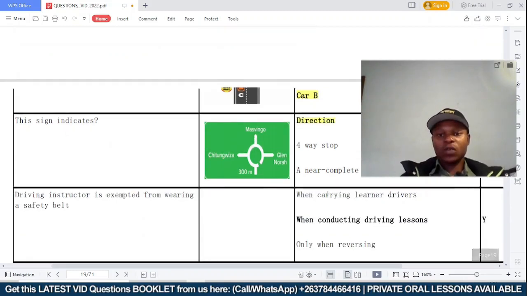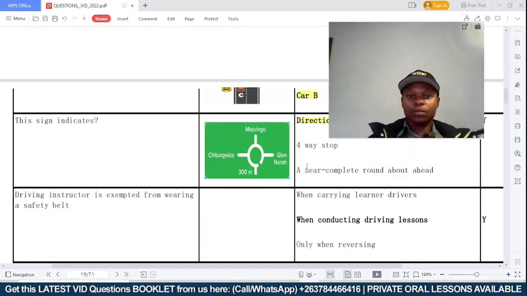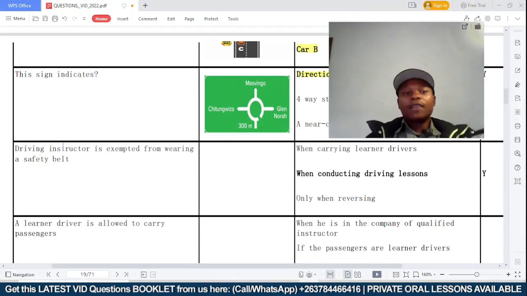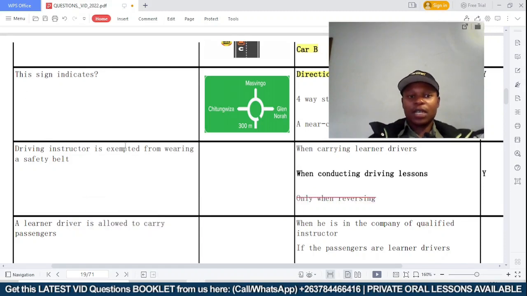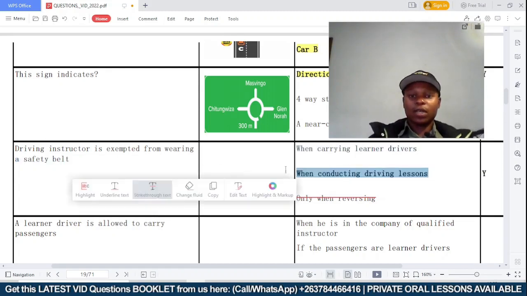Now moving on to the next one. A driving instructor is exempted from wearing a safety belt. Option A, when carrying a learner driver; when conducting driving lessons; only when reversing. As a learner driver, you are only exempted from wearing a seatbelt when you are reversing. That's it for a learner driver. So it's not for a driving instructor. A driving instructor is exempted from wearing a seatbelt when conducting driving lessons. So this one is our correct answer here.